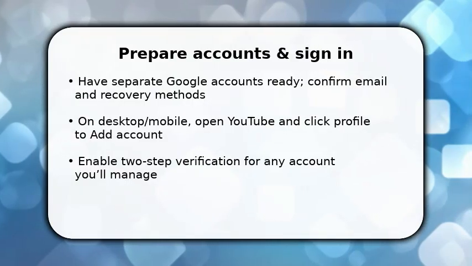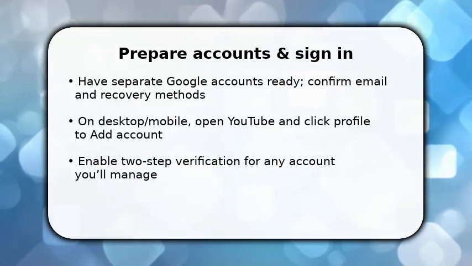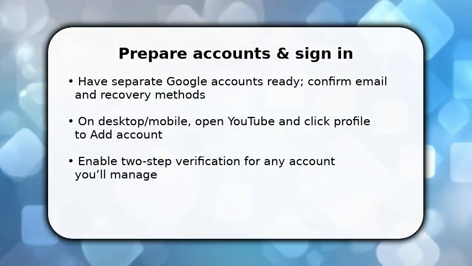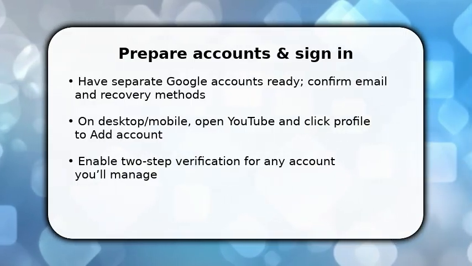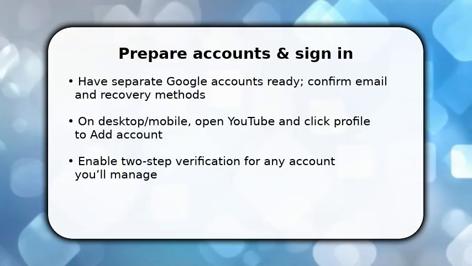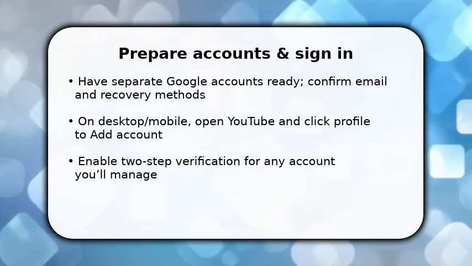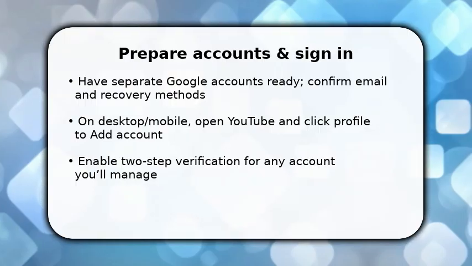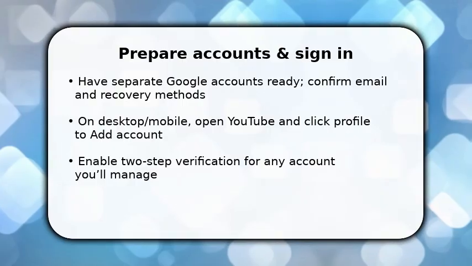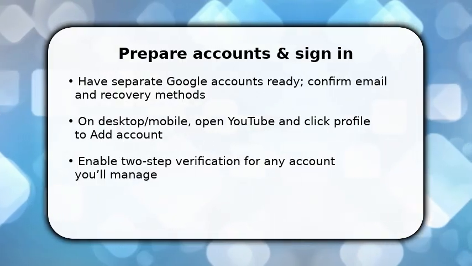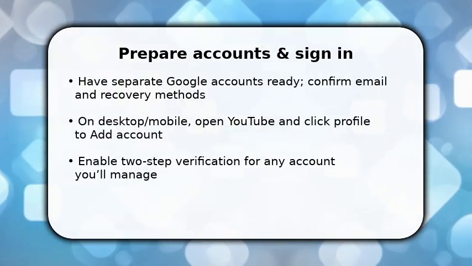You start by confirming you have the Google accounts you'll use and that each one is verified. This prevents lockouts. Once you've enabled two-step verification and recovery email, open YouTube, tap or click your profile icon, and choose Add Account. This immediately links the account for fast switching. Make sure to sign in fully to each account before continuing. Partial logins can block permissions later.